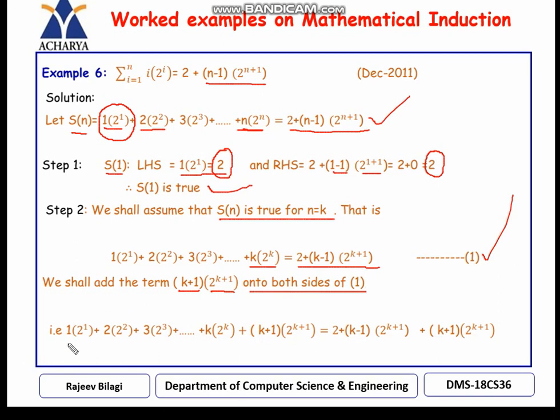Okay, now with this, till this part is already existing as per equation 1, and I have added these two parts, that is (k plus 1) into 2 to the power of k plus 1, on both the sides. This is (k plus 1) into 2 to the power of k plus 1.